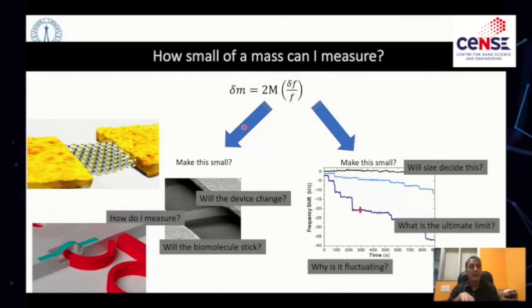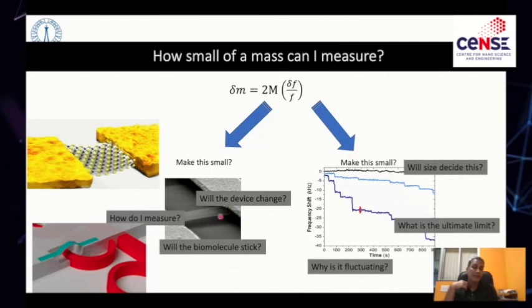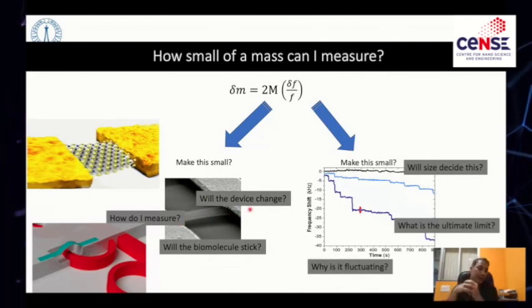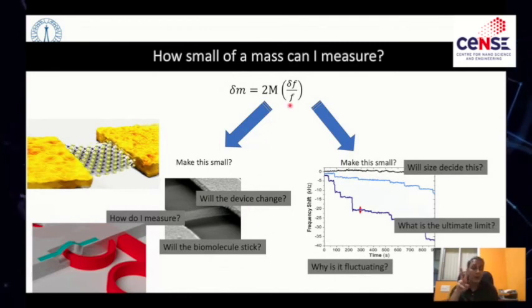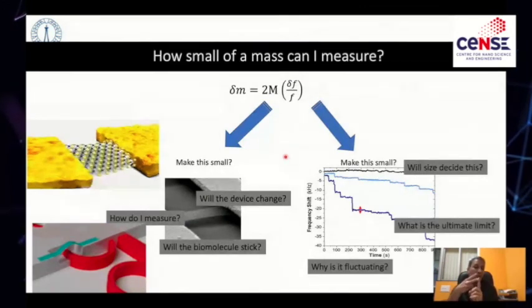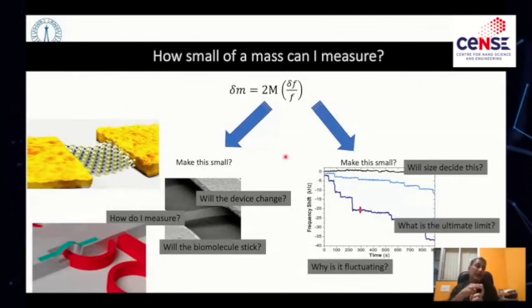So the way to solve this problem is to detect two modes of the same device. You look at the fundamental mode and you look at the next harmonic. Now you have two equations, one for the first mode, one for the second mode. You have two frequency shifts, so you have two equations and two unknowns that you can solve. Then you can figure out the mass of the protein or biomolecule that landed on your device, and the position at which it landed.